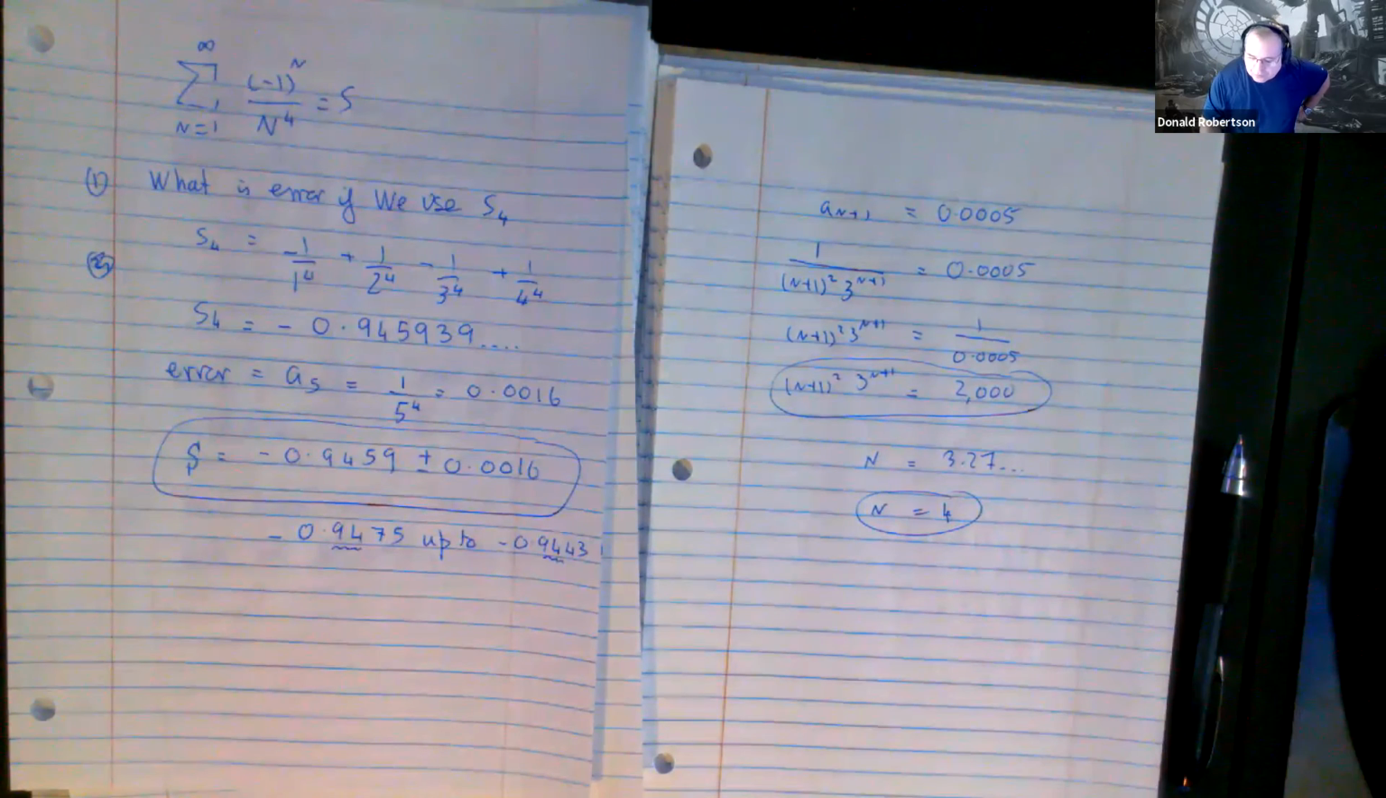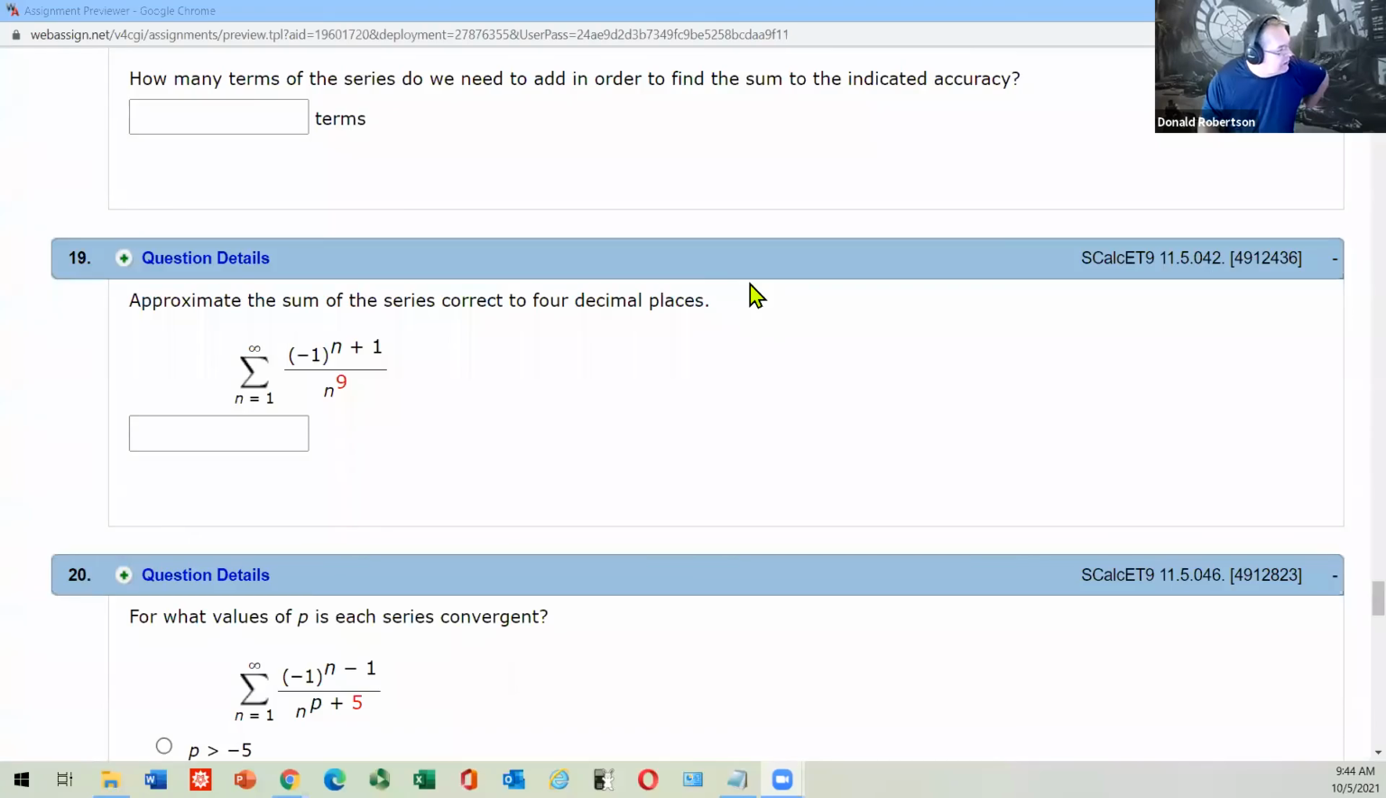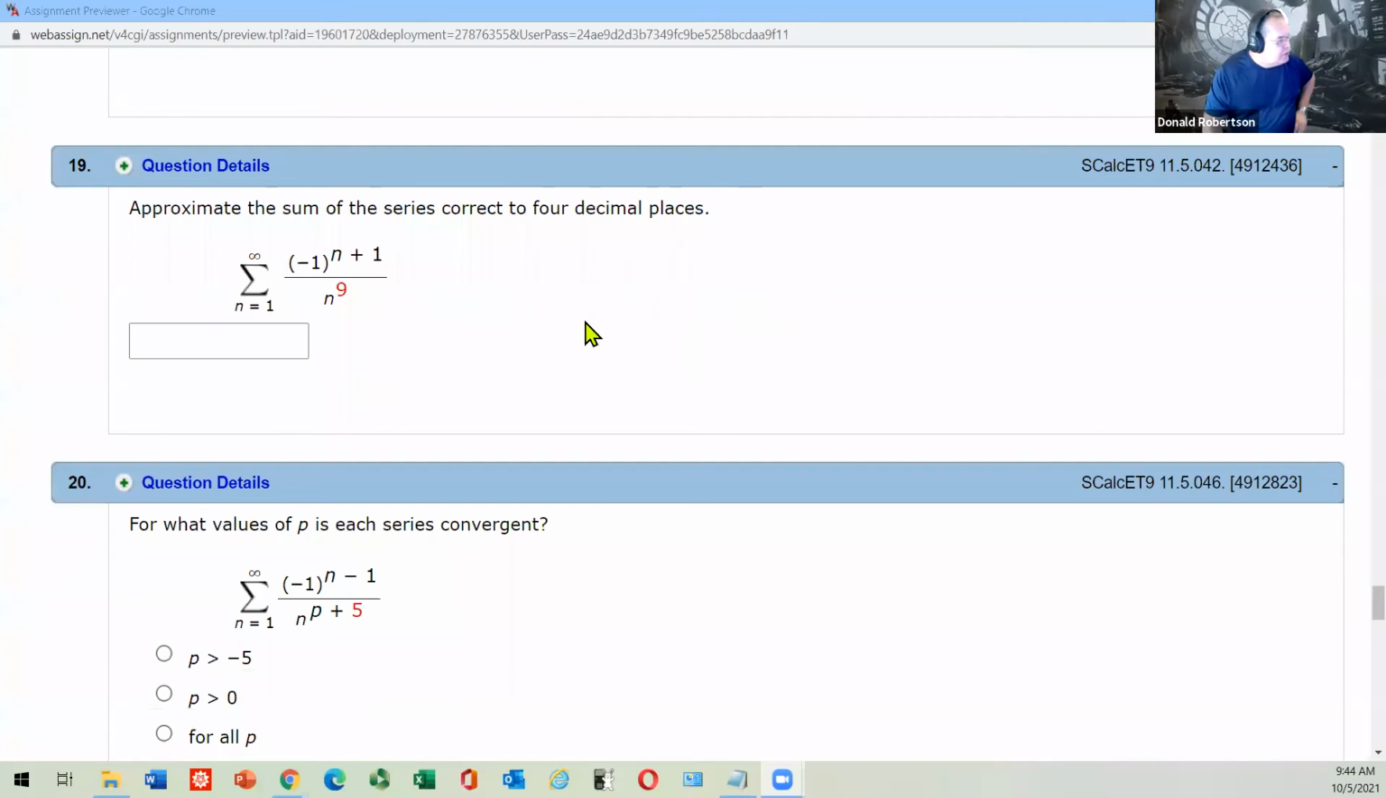I'll just talk through the last few because basically we should be able to finish the section today. Right. If you're doing question 19 and it wants your answer to 4 decimal places, aren't you going to do 1 over n plus 1 to the power of 9 equals, what decimal will you write down for 4 decimal places? Be careful here. It's not what you think.